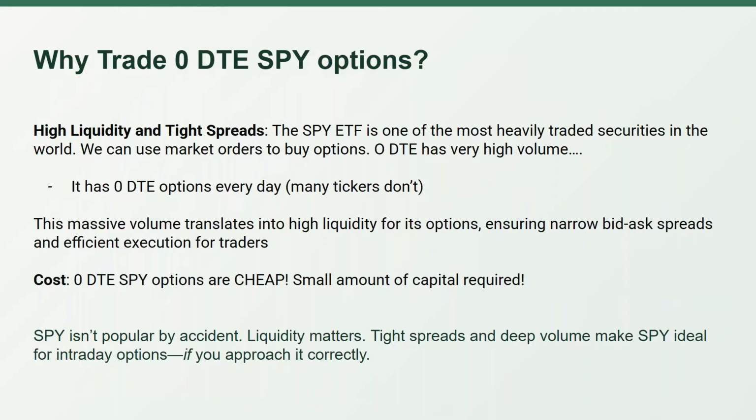And the main advantage also is that a lot of tickers don't have zero DTE options every day. So if you're looking to trade every day, you really have to go with SPY, although that is changing, like I mentioned earlier. At the end of January, I think it was, there were a lot more tickers introduced. Some of the Magnificent Seven also got zero DTE options much more frequently. Basically the massive volume translates into high liquidity, and it makes execution much easier. Of course, the zero DTE SPY options are also extremely cheap, so you can use a very small amount of capital. So it isn't popular just by accident. Liquidity really matters, and that deep volume makes SPY ideal for intraday options if you approach it correctly, and that's a big if.